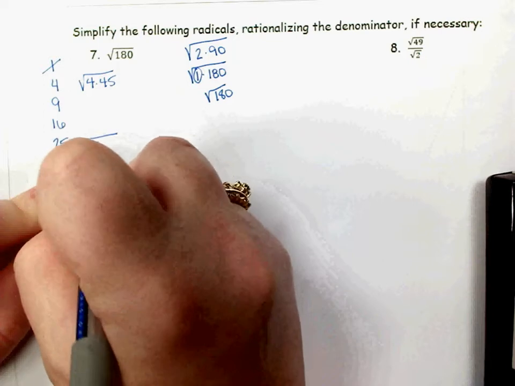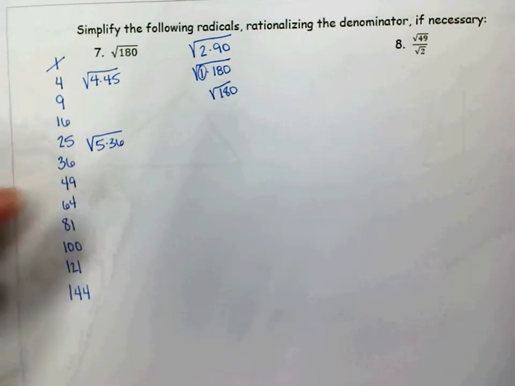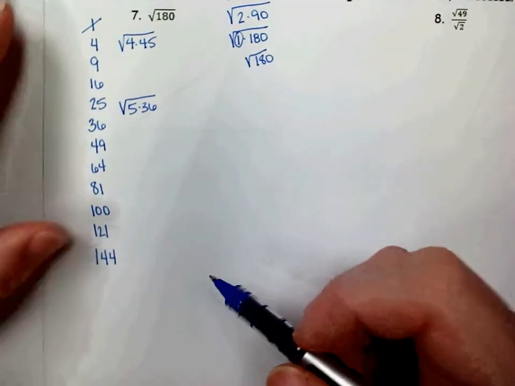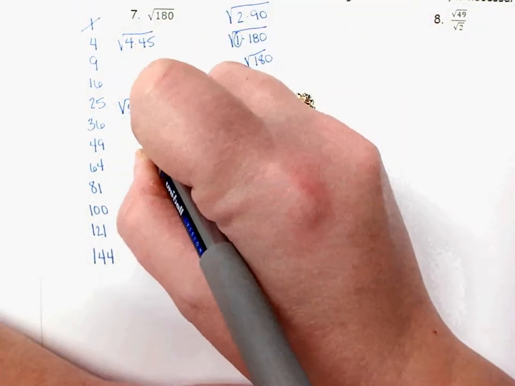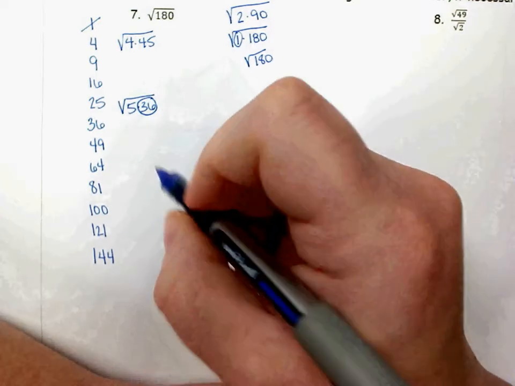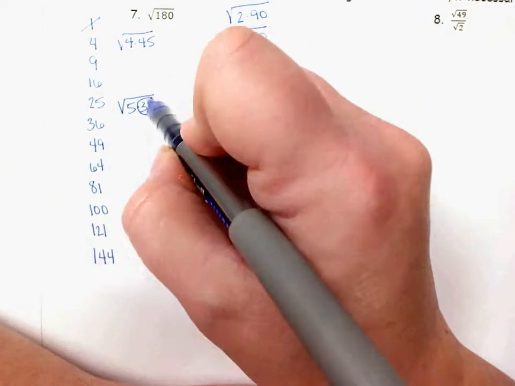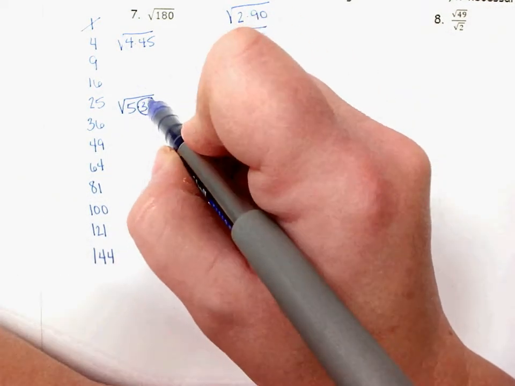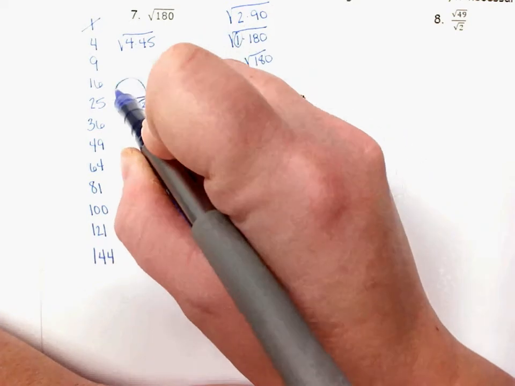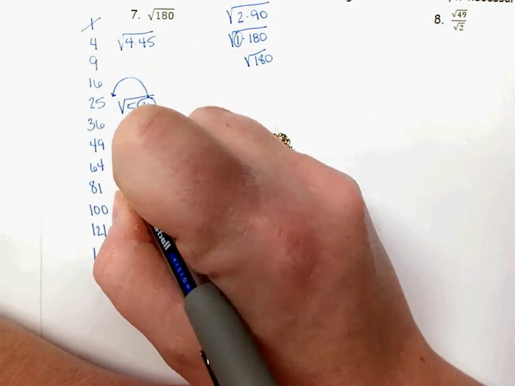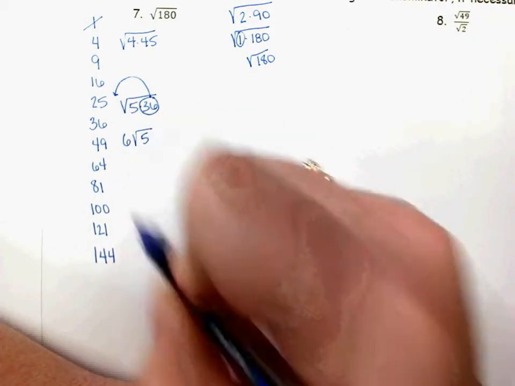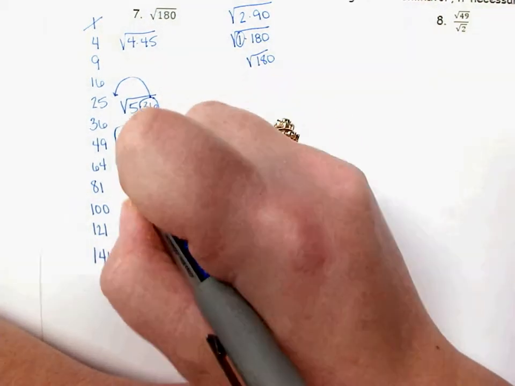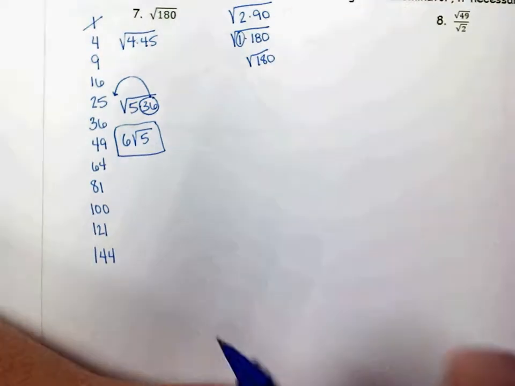So either one of these will work, but let me show you the difference here. If I do 5 times 36, 36 is a perfect square. I'm going to circle it. So I'm going to take the square root of 36. What number times itself is 36? 6 is. So when I take the square root of 36, it comes out as a 6. The 5 is still stuck under the radical. So this is my simplified form of the square root of 180.